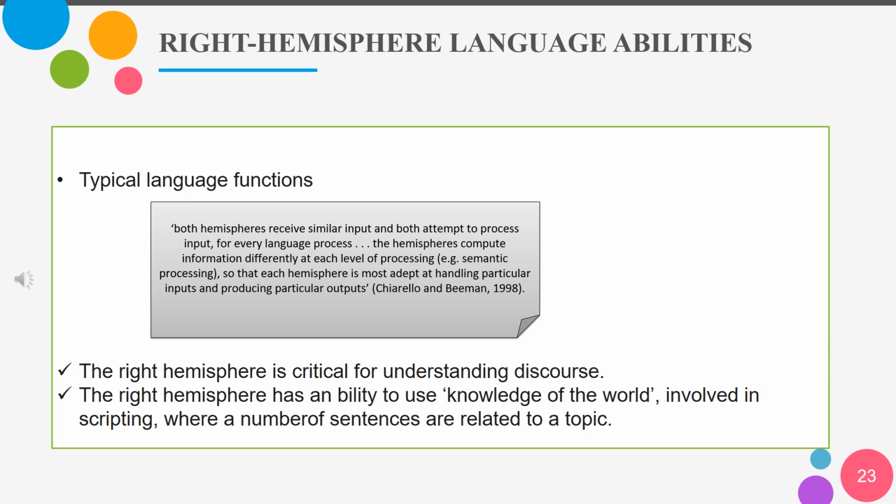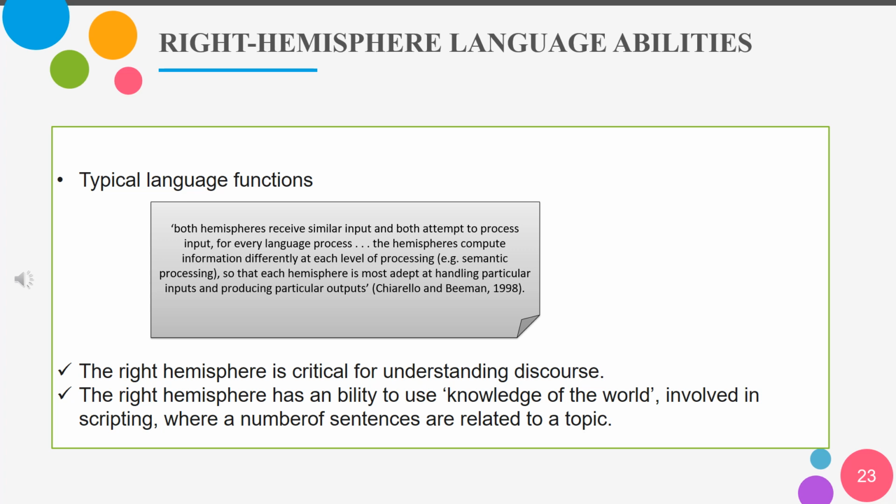After we know that language processing mainly happens in the left hemisphere, we have the next question. Is it possible for the right hemisphere to take over the language process? And the answer is yes. While the left hemisphere is involved in most language tasks, recent evidence indicates that the right hemisphere too is involved in language processing. The right hemisphere is critical for understanding discourse.